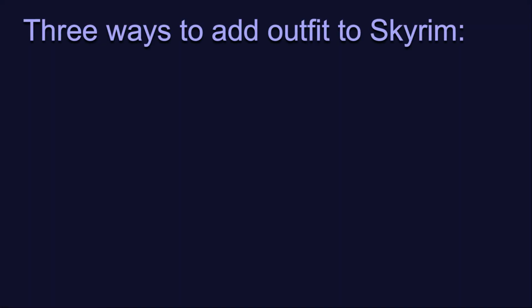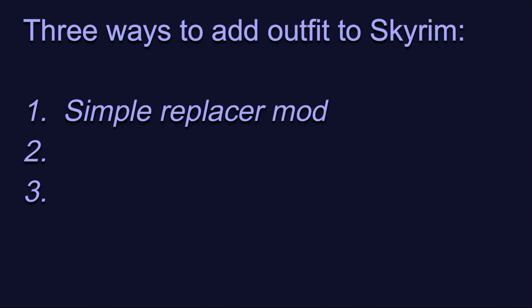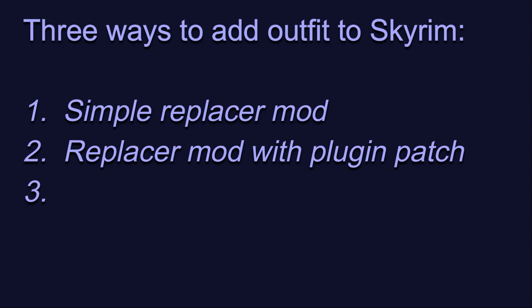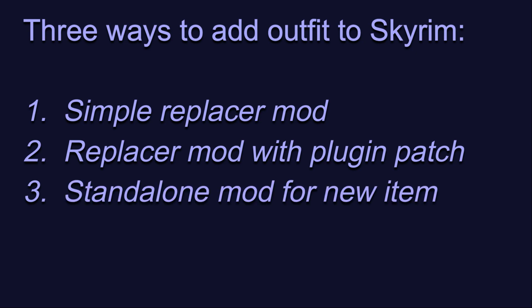We've already covered the different ways that you can put an outfit into Skyrim in detail, and we've done that twice, so I'll keep it brief. There are 3 types of mods that you can make depending on what you want to do. There is a simple replacer mod, there is a replacer with a plugin patch, and there is a standalone new item. When you have an outfit that you want to be its own unique item in the game, not just replacing something that already exists, then making a new standalone outfit mod is what you want to do.